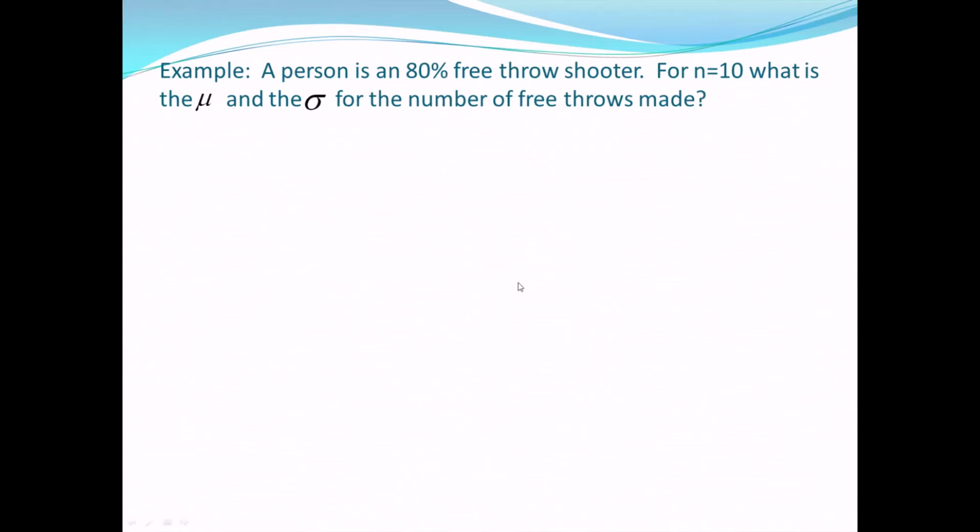So here's an example. 80% free throw shooter. Seems like there are a lot of them going around. N is 10. So the mean is going to be 10 times 0.8. And the standard deviation is the square root of 10 times 0.8 times 1 minus 0.8, which gives you this. And what we're talking about is, if you imagine making probability histograms out of this, some will be more spread out than others, right? So that's what we're talking about when it comes to standard deviation.